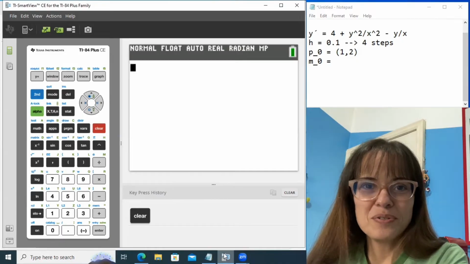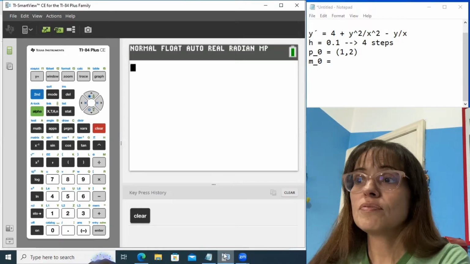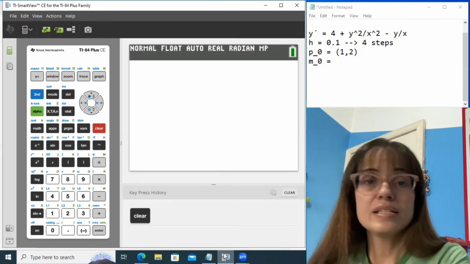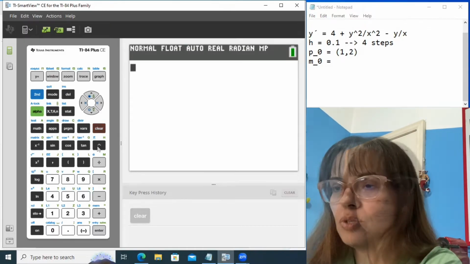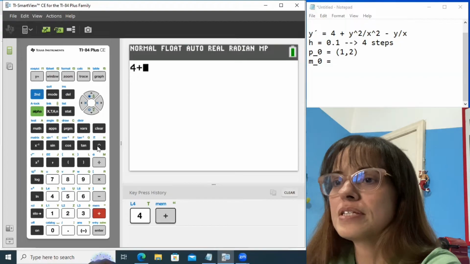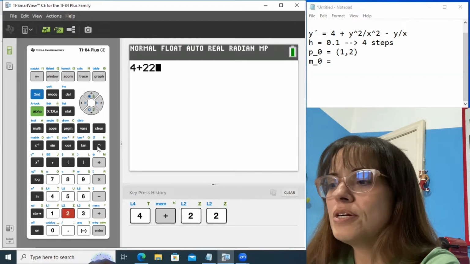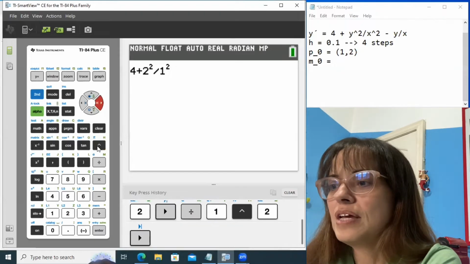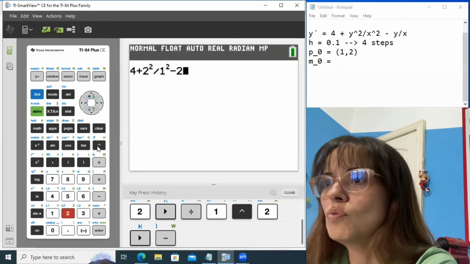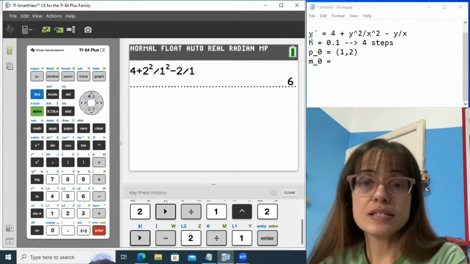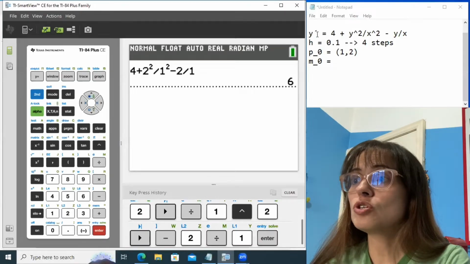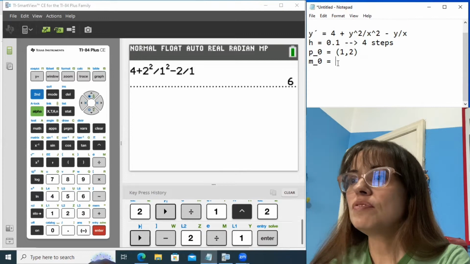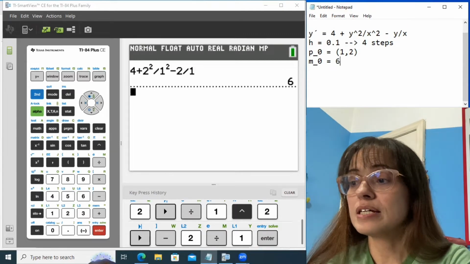This is where we start using the calculator because now we want the value of the derivative, which is the y prime, but when x is 1 and y is 2. So that is 4 plus 2 squared over 1 squared, and then minus 2 over 1. That is, according to the differential equation, y prime at the point P0, giving us a slope of 6.